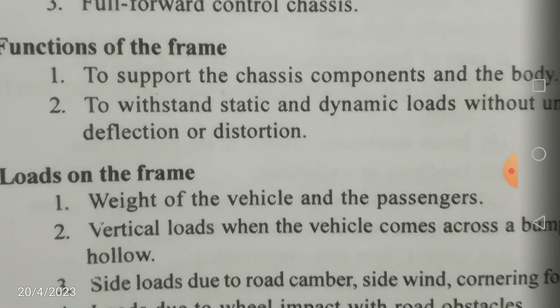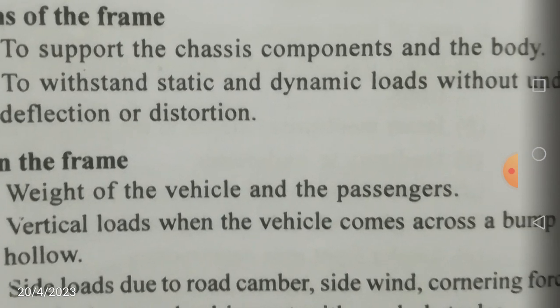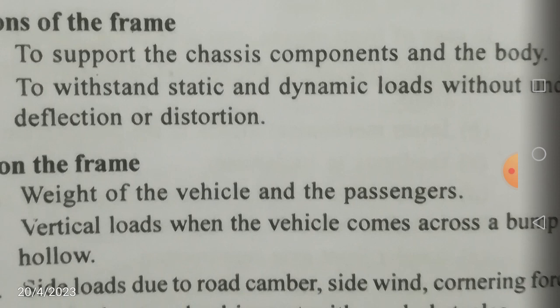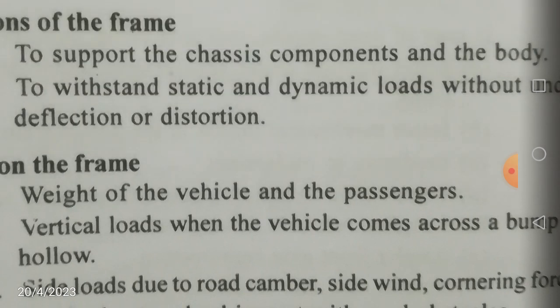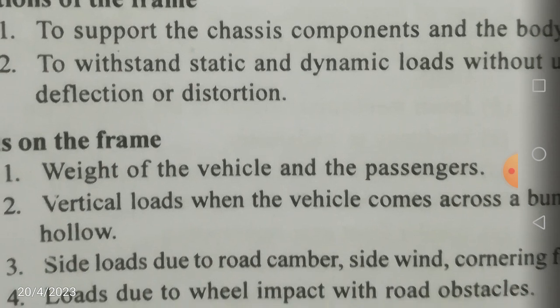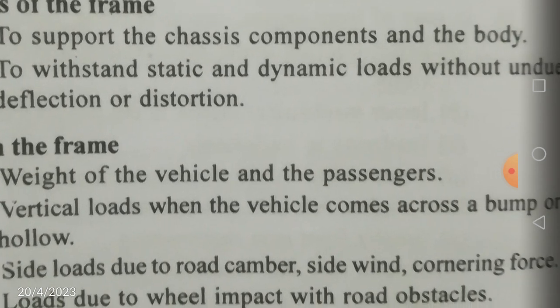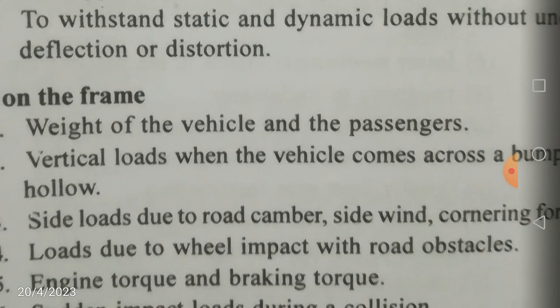So the basic function of a frame is to support the chassis components and the body also, right? We have seen the chassis components, and the body will also be there, above which we have passengers and all those sitting, right? The second one is to withstand static and dynamic loads without undue deflection and distortion. Your side members or cross members, and your chassis should not be subjected to any deflection or distortion due to static and dynamic loads.